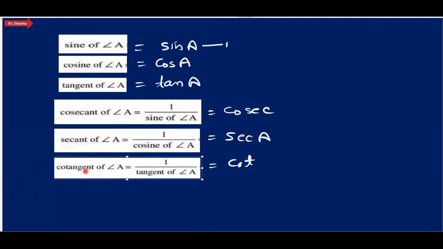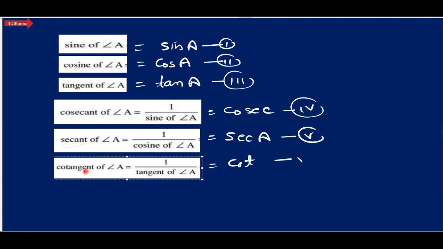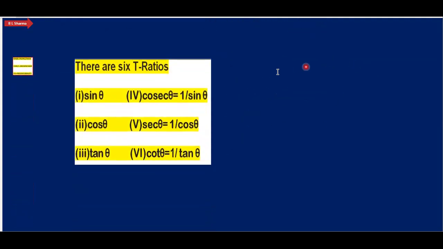So students, we have 6 trigonometric ratios: sin A, then cos A, then tan A, then cosec A, then sec A, and then cot A. These 6 trigonometric ratios represent the ratio of any two sides of a right angle triangle to us. So these are the 6 T ratios. T ratios means trigonometric ratios.